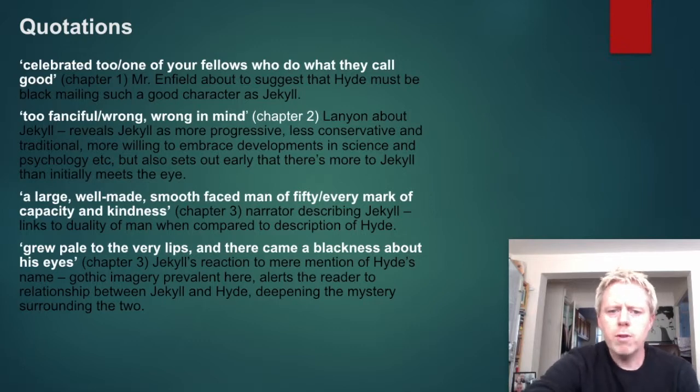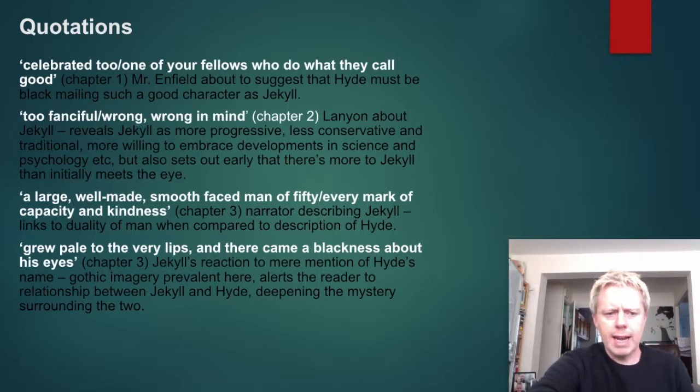"Celebrated too, one of your fellows who do what they call good." So we haven't met Jekyll, but we've heard about him from Enfield, talking about his good character: "One of your fellows who do what they call good." Now, as we describe Jekyll, you need to be mindful of how he contrasts or compares to the descriptions of Hyde. So Hyde is 100% pure evil, but Dr. Jekyll is one of those people who does good.